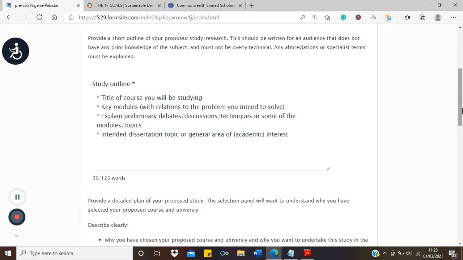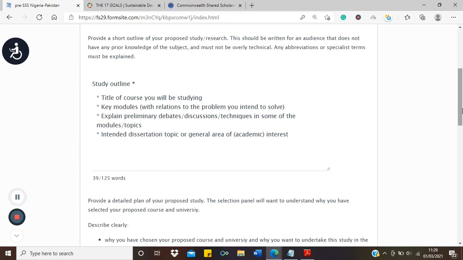So how do you go about this? First mention the course you intend to study and probably the university. You intend to study MSc in Sustainable Engineering, MSc in Bioengineering, MSc in Gender and Development, MSc in FinTech, MSc in fill the blank space at so university. Yes.